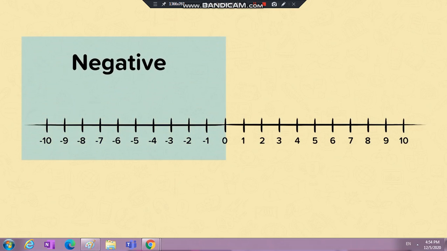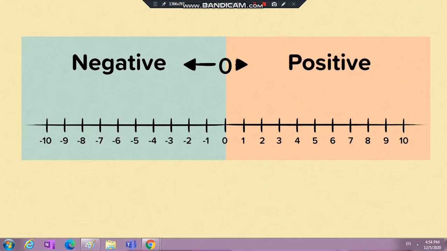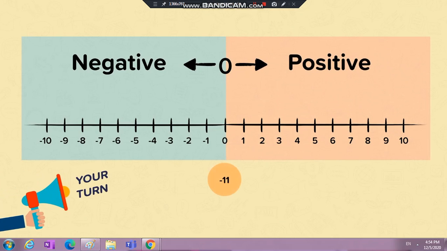These numbers are negative. They are less than 0. Any number that is more than 0 is called a positive number. So now have a look at the two numbers and decide whereabouts on the number line they would go. Pause the video if you need to.